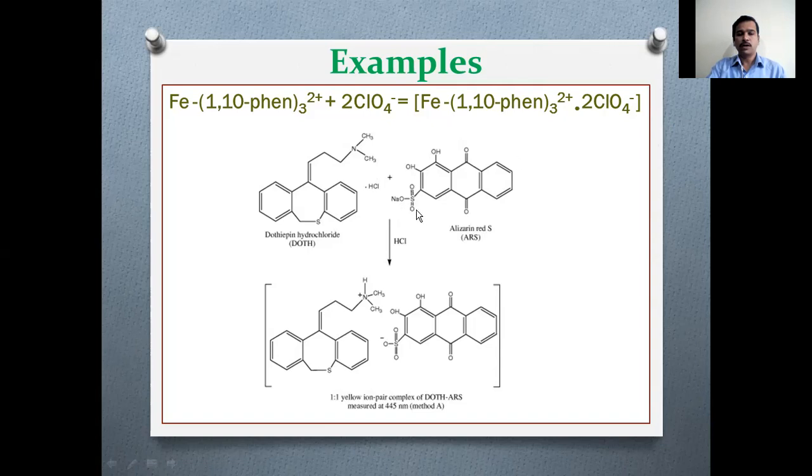When you dissolve this in water, the sodium sulfonate group will dissociate to produce Na plus and an SO3 minus group, and this SO3 minus group will be available as a counter group for the NH plus group. So this positively charged species and the negatively charged species will aggregate together to form an electrically neutral species. Therefore, they can be extracted into chloroform, dichloromethane, dichloroethane, etc. This is red in color and this is colorless. So the combination of these two gives a yellow colored ion association complex.